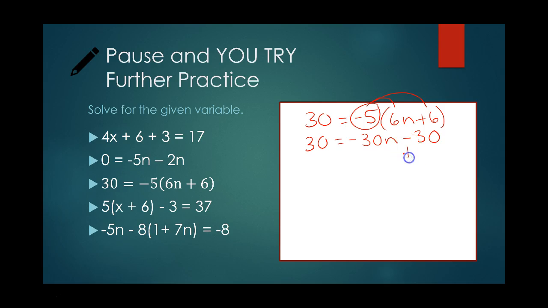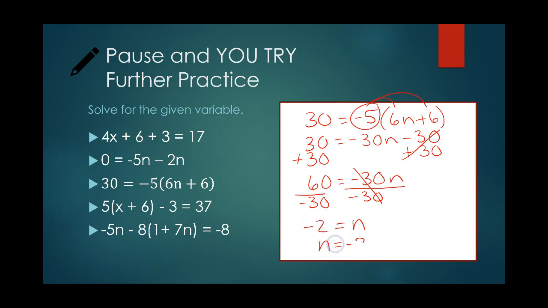So I can add this 30 and add to that 30. That gives you 60 equals negative 30n. Divide by the coefficient. Make sure you take the negative with it. And that gives you negative 2 equals n, or n equals negative 2. Okay, so on that one we had to distribute before we solved for that variable of n.